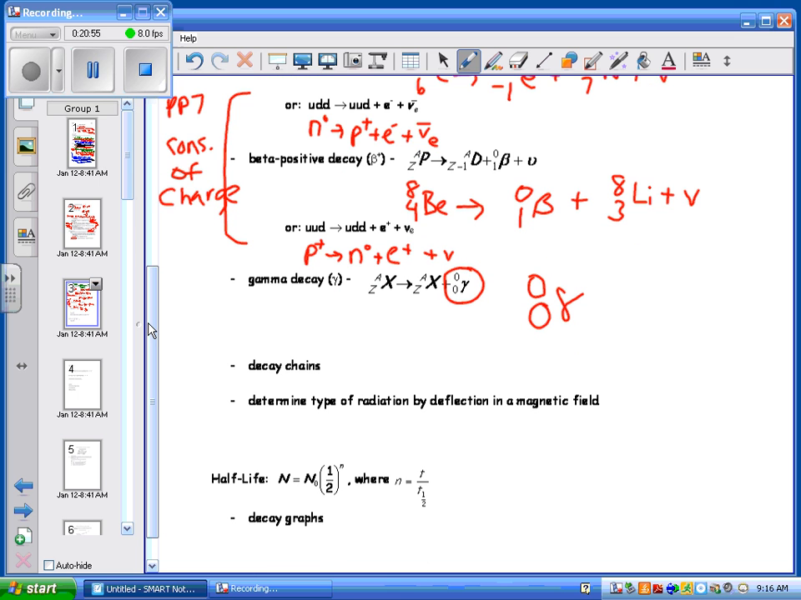So then you need to know decay chains. And for decay chains, there's a couple of examples. There's one in the textbook, and then there was one in your practice booklet to work on, where an element undergoes many decays before it reaches something a little bit more stable. And determine the type of radiation by deflection in a magnetic field. So you had a question like that on the quiz. So that's using your hand rules.